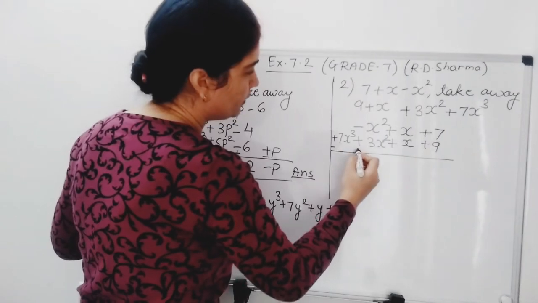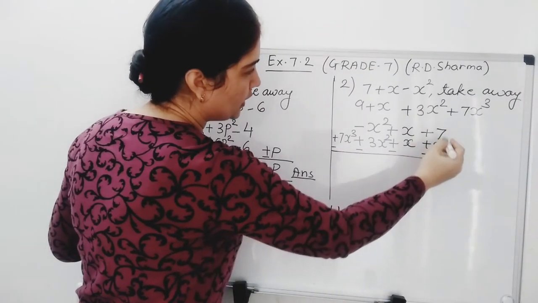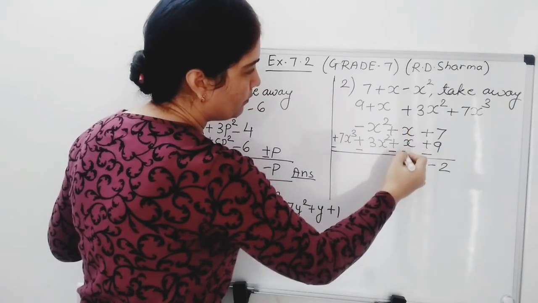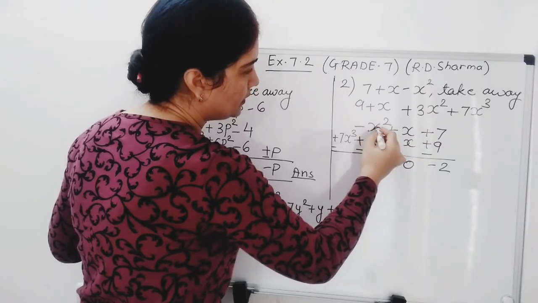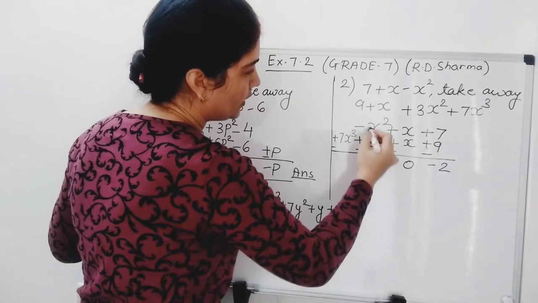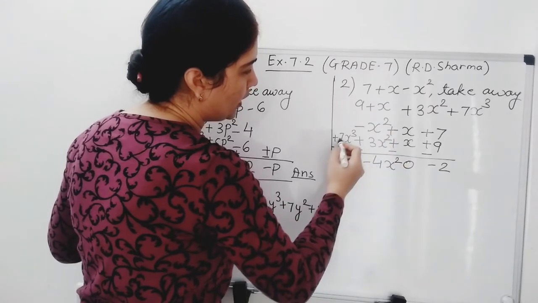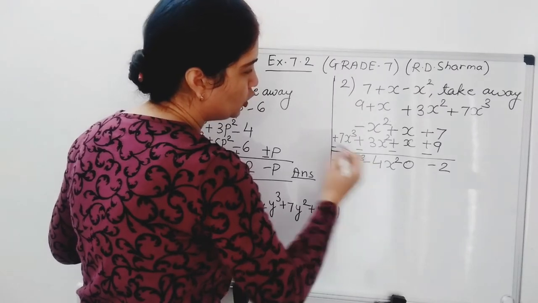Now we'll take the additive inverse. All positive will become negative. So 7 minus 9 will give you minus 2. Plus x minus x will give you 0, we can cut it. Then minus x square minus 3x square, there is a 1, it will give you minus 4x square. And there is nothing above here, so it will come as it is, minus 7x cube.